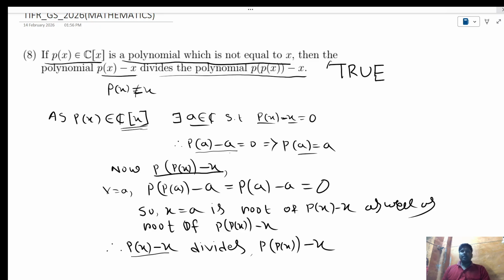That means p(x) minus x divides the polynomial p(p(x)) minus x.